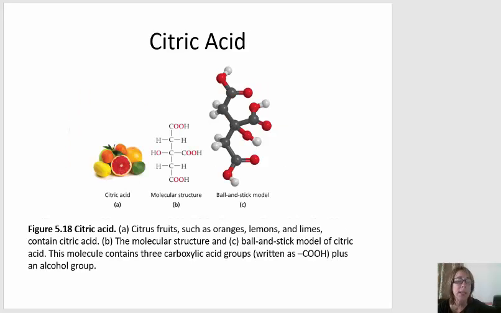Another common carboxylic acid in our everyday life is citric acid. Citric acid is found in lemons, oranges, citrus fruit. It gives it that sour taste. And if you notice by looking at the ball and stick and molecular formula, there are actually 3 carboxylic acid groups on citric acid, and each one of these can pop off a proton or hydrogen ion.